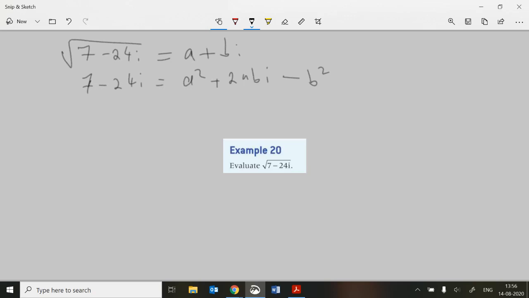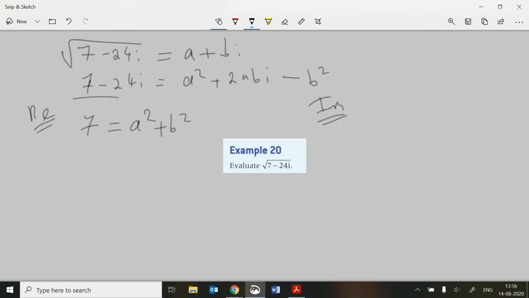Okay, so once we've got that, we can compare both of the sides that we have, and say, well, let's look at our real amounts on each side, and let's look at the imaginary amounts on each side. So on the left-hand side, we can see that we have 7 as the real amount of this complex number, and on the right-hand side, we're getting a squared and b squared, which don't involve i. So they're the real parts of this.